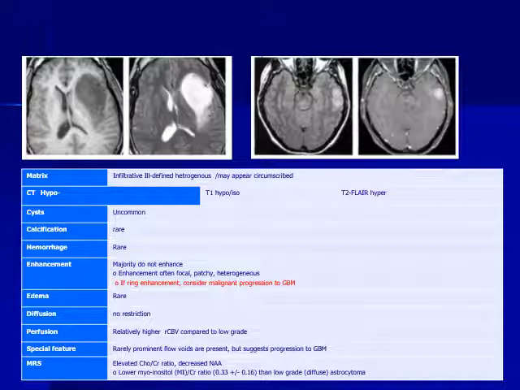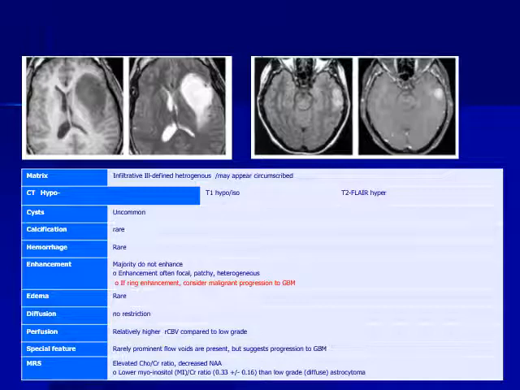It appears ill-defined, infiltrative, heterogeneous, and may appear well circumscribed, hypodense on CT, T1 hypo to iso, T2 and FLAIR hyperintense. It is uncommon to see cysts, calcification is rare, hemorrhage is rare. For enhancement, the majority doesn't enhance, but if you see enhancement in a gliomatous lesion, you should think that it is not low grade. It can be anaplastic or high grade.